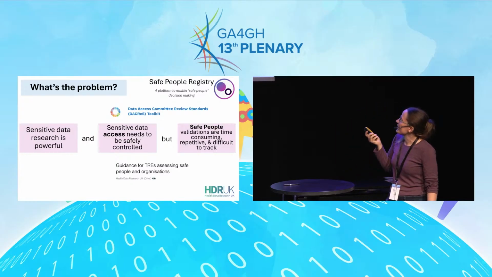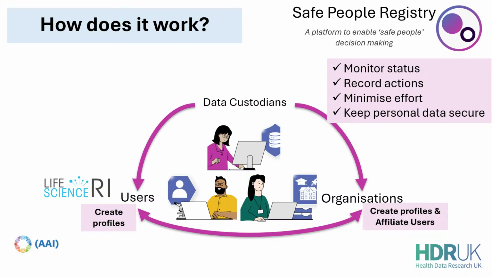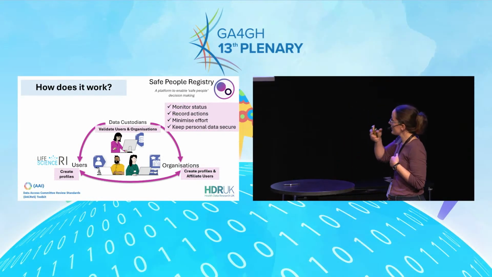So I'll tell you a little bit about the Safe People Registry. The way this works is you'll have a user who is your researcher, and they will come along and create a profile. It's a bit like LinkedIn, but for safety, right? And we have already integrated this with Life Science RI, so there's a lot of potential for how we can work with GA4GH. They create their profile, and then the organization that educates or employs them will come along and also create a profile, and they will affiliate that user. They will say, yes, we are legally accountable for that user's activities.